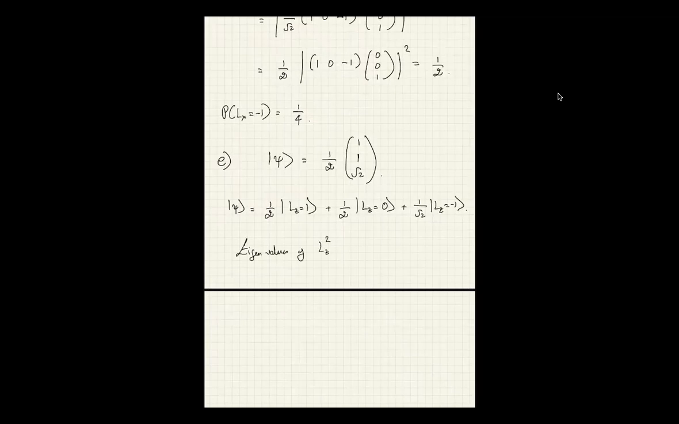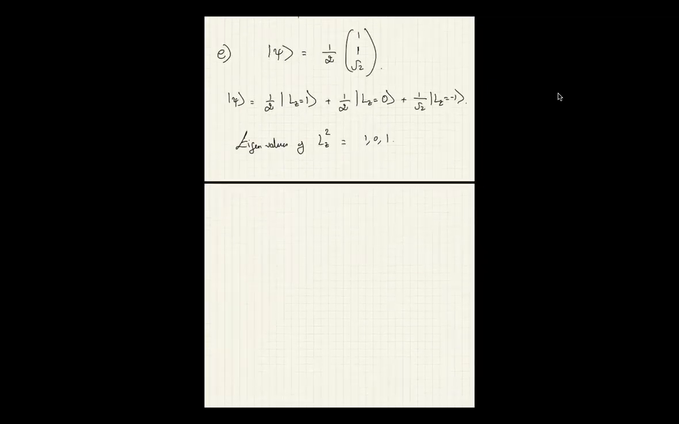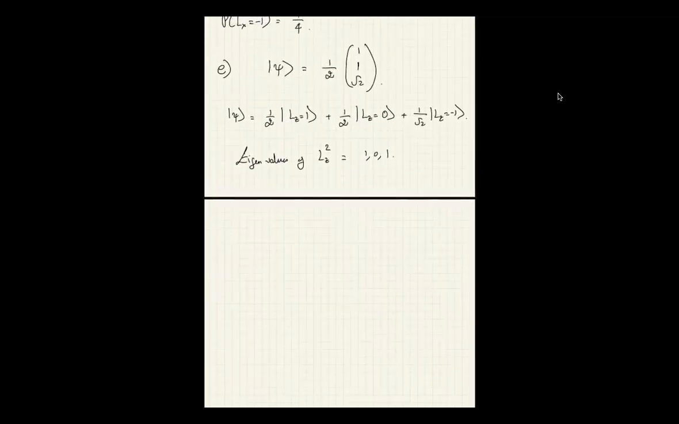are basically the squares of the eigenvalues of LZ, because the eigenvalues of the square of a matrix are the squares of the eigenvalues of the matrix. So the eigenvalues of LZ are 1, 0, and minus 1, which means the squares of those are 1, 0, and 1. So if I measure LZ squared on the state with LZ equal to plus 1 or minus 1, I'm going to get plus 1. So if I measure LZ squared and I get plus 1, I have to be either in the LZ equal to minus 1 state or LZ equal to plus 1 state.